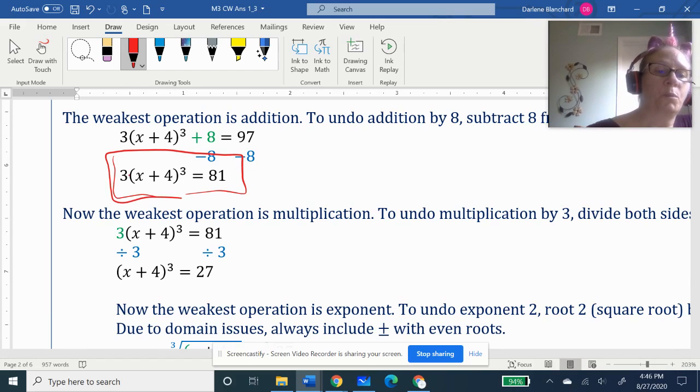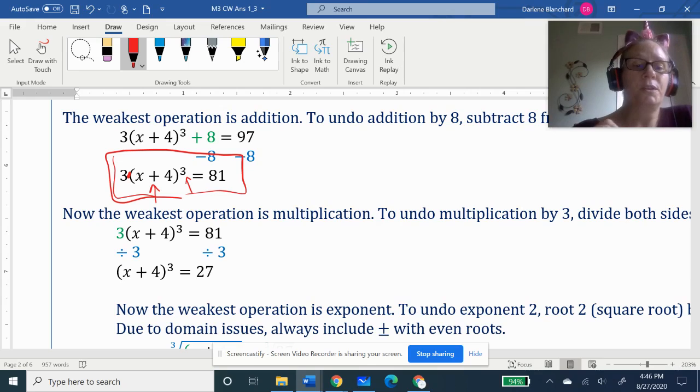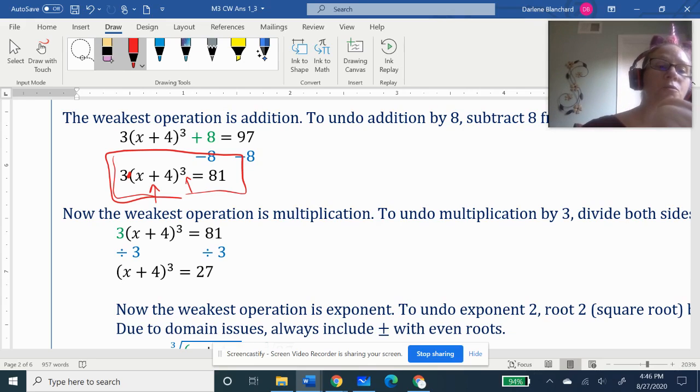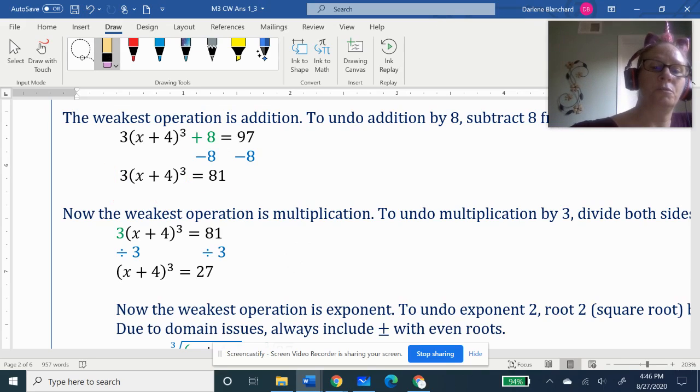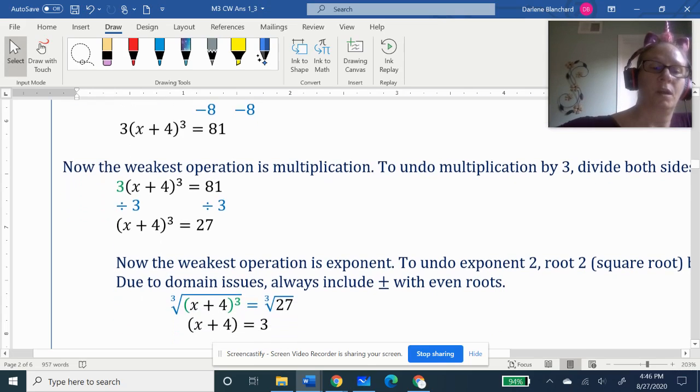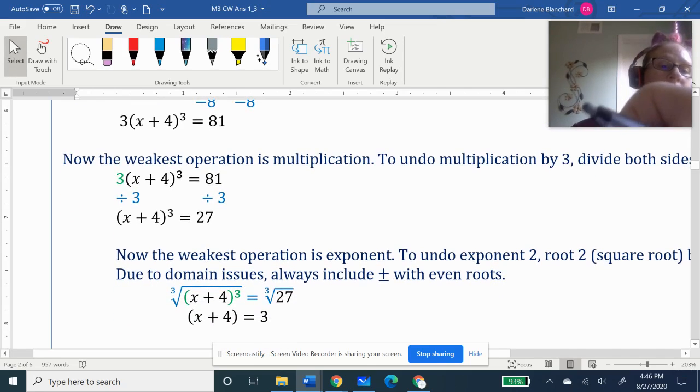I have multiplication by 3. I have addition in a parentheses, so it's strong, and an exponent. So between multiplication, parentheses, and exponent, multiplication is the weakest operation. So that is the first thing that I will undo at that point. And I undo multiplication by dividing.